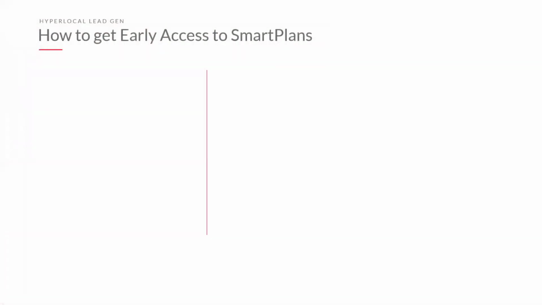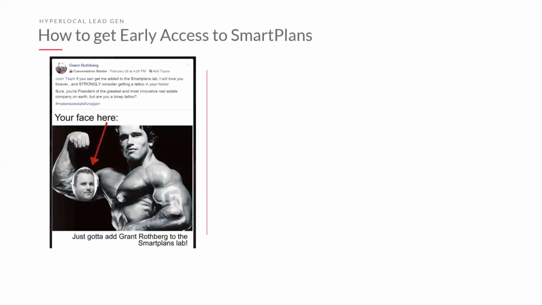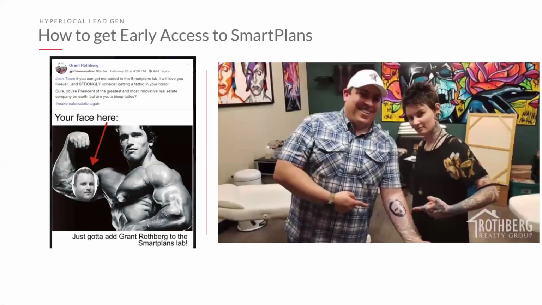So how do you get early access to smart plans? If you want to wait like everyone, you can, or you can be like number 301, and you could post in a Facebook group saying, hey, Josh team, if you add me to smart plans, I'll get a tattoo of your face on my arm. So here's Grant over the weekend. He got a tattoo of Josh team's face on his forearm after Josh added him to the smart plan lab. There's a video of him getting the tattoo, to prove that it's a real one. So if you want to get into anything early, there's your ticket in.